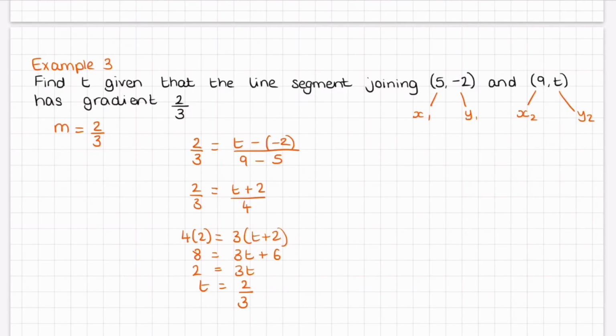So now you can go do exercise 9C from your coordinate geometry booklet. Remember, when you're working through this, you just need to be really methodical so you don't make mistakes, especially when it comes to negatives.